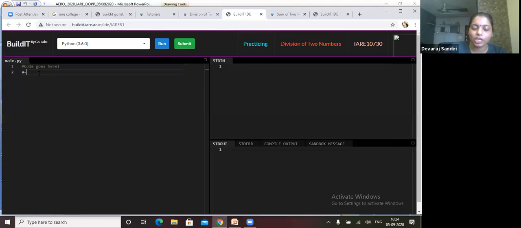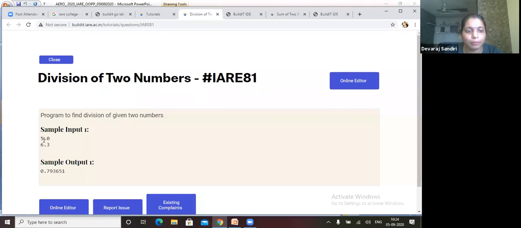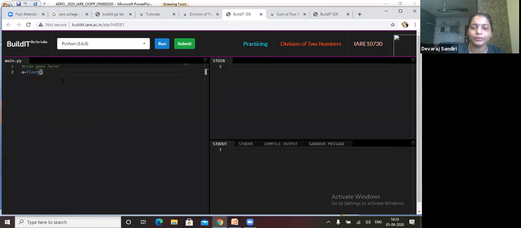Okay. A is equal to float of what I will write? Tell me, see here our program. A is equal to 5.0. B is equal to 6.3. What will I write? Float of input of any number. Next, B is equal to also float of input of any number I am giving.